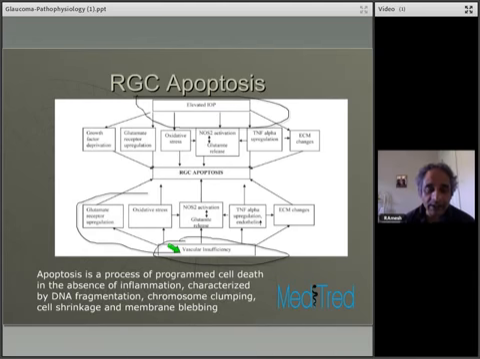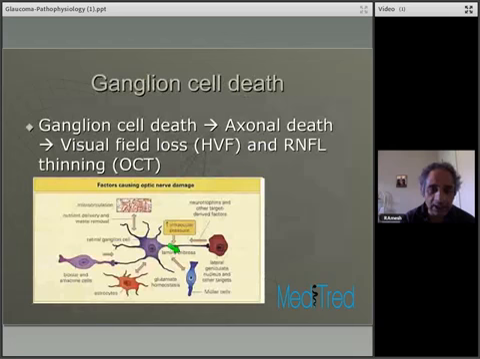In the case of glaucoma, we believe that the instigating factor for this apoptosis is either elevated intraocular pressure or vascular insufficiency, or a combination of both of them, leading to cell death. Let me rephrase this. Several entities mediate this cell death when exposed to elevated intraocular pressure or vascular insufficiency. I think that's a better way of putting this together.